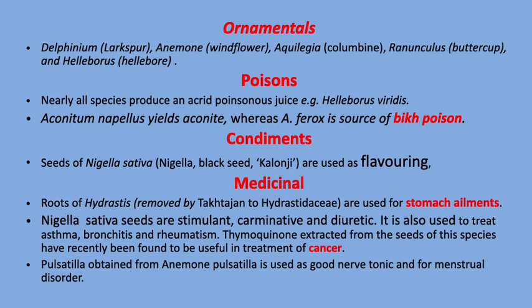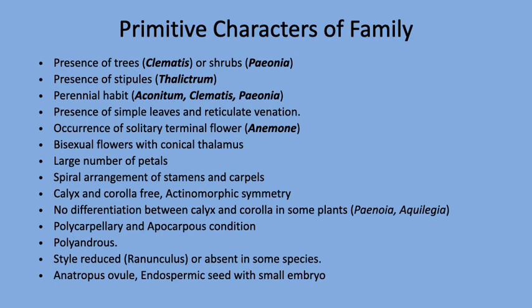Pulsatilla, which is obtained from Anemone pulsatilla, is used as a good nerve tonic and it is also used for menstrual disorders. Now we will study some primitive characters of the family.